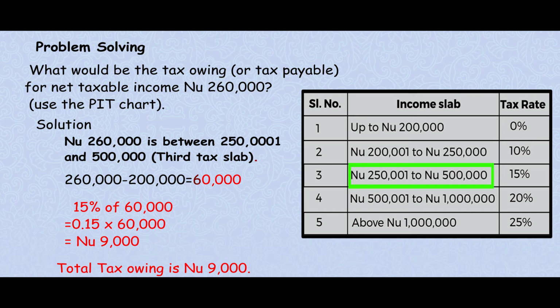Then on this 60,000, you have to calculate the tax. So in the third tax slab, the rate of tax is 15%. Therefore, 15% of 60,000 is equal to 0.15 times 60,000. That is equal to Nu 9,000. Therefore, total tax owing is Nu 9,000. That is how we calculate the personal income tax from the net taxable income.